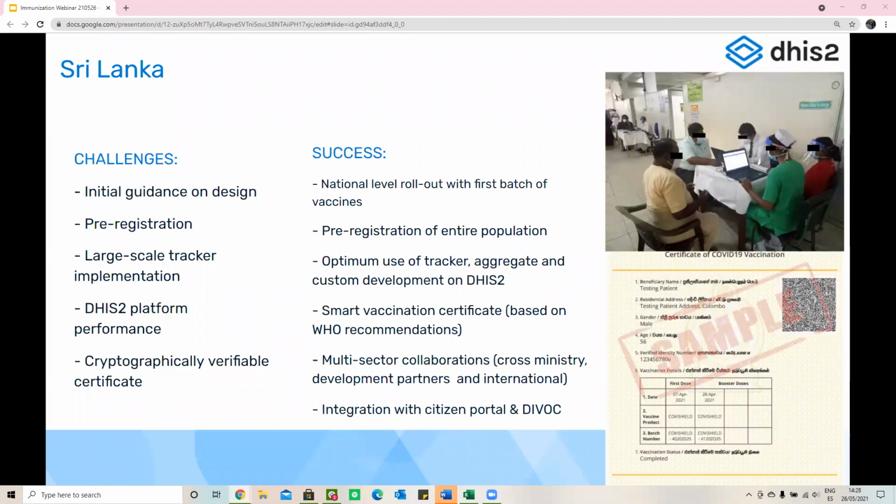And then with the WHO Smart Vaccination Certificate first release candidate guidelines, the ministry was keen on having a digitally verifiable, in fact, a cryptographically verifiable digital vaccination certificate. So we had some challenges related to that as well.